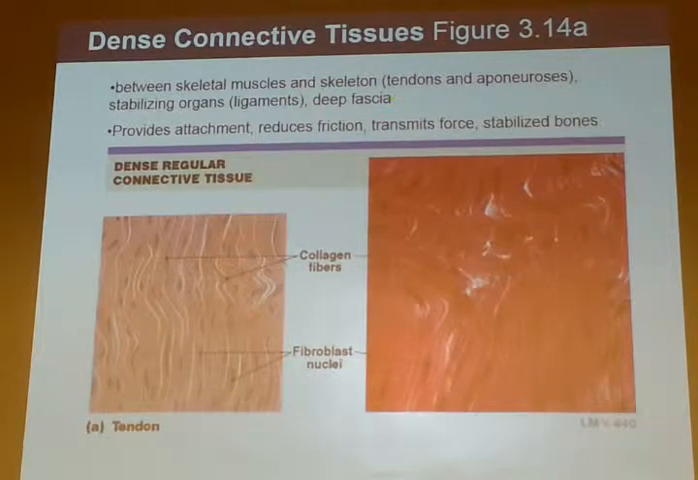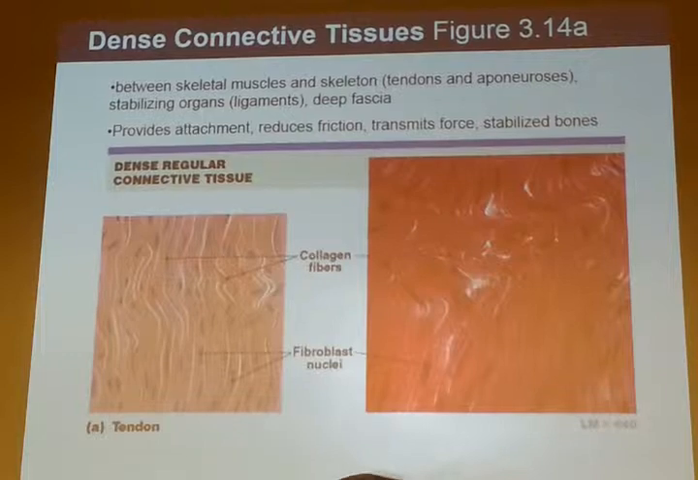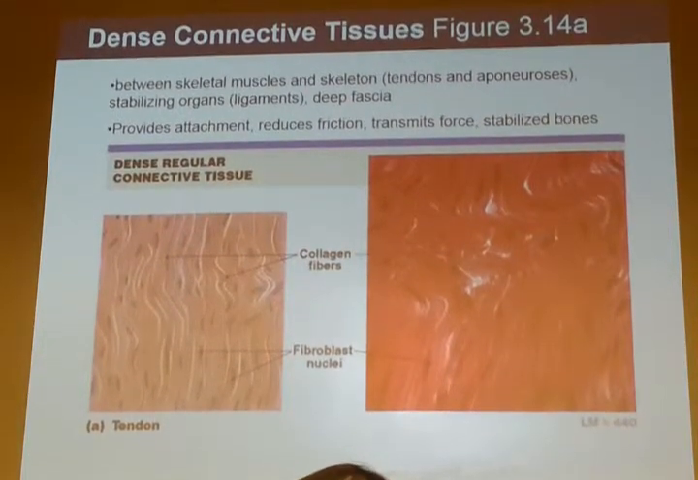The deep fascia, somebody asked me, isn't fascia a connective tissue? Yes, fascia is a connective tissue. It's not a supportive connective tissue in the sense that bone and cartilage are that provide physical support. But the deep fascia does support organs, and it does help to keep muscles and things in their proper position.